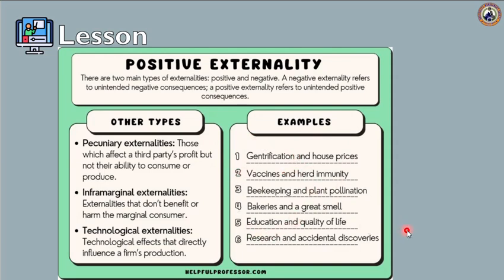These are the examples of the externalities. First, gentrification and house prices, vaccines and herd immunity. We also have beekeeping and plant pollination, bakeries and great smell. Also education and quality of life. And lastly, research and accidental discoveries. Again, we will focus on the positive externalities.